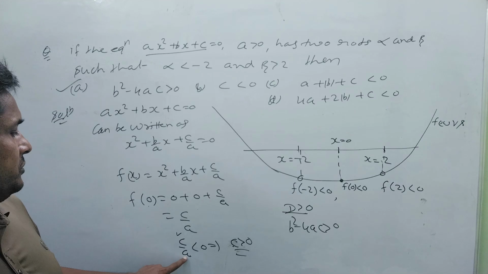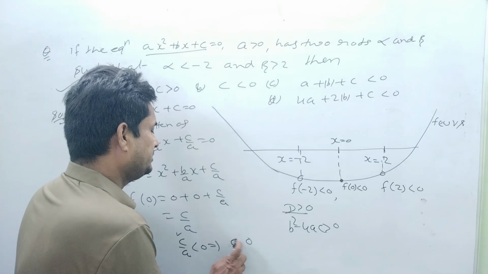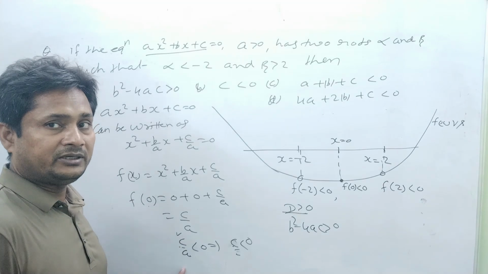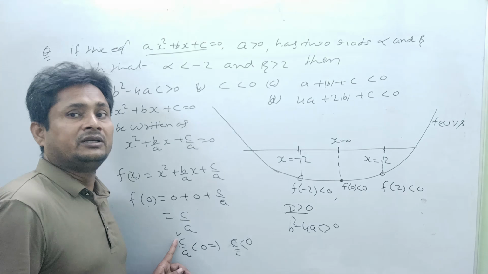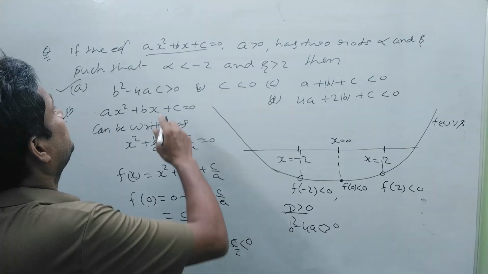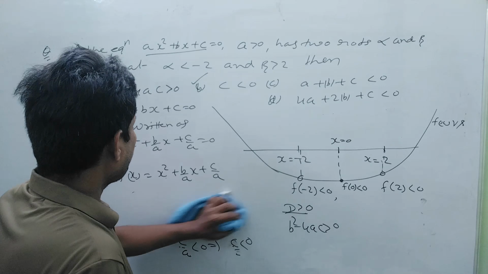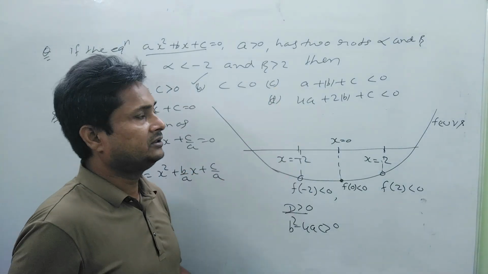A is what? Positive number. So c must be negative value, because c by a is negative. If c by a is negative and a is positive, then c must be negative value. So second option, B, is also correct. Now think about the third and fourth answers.